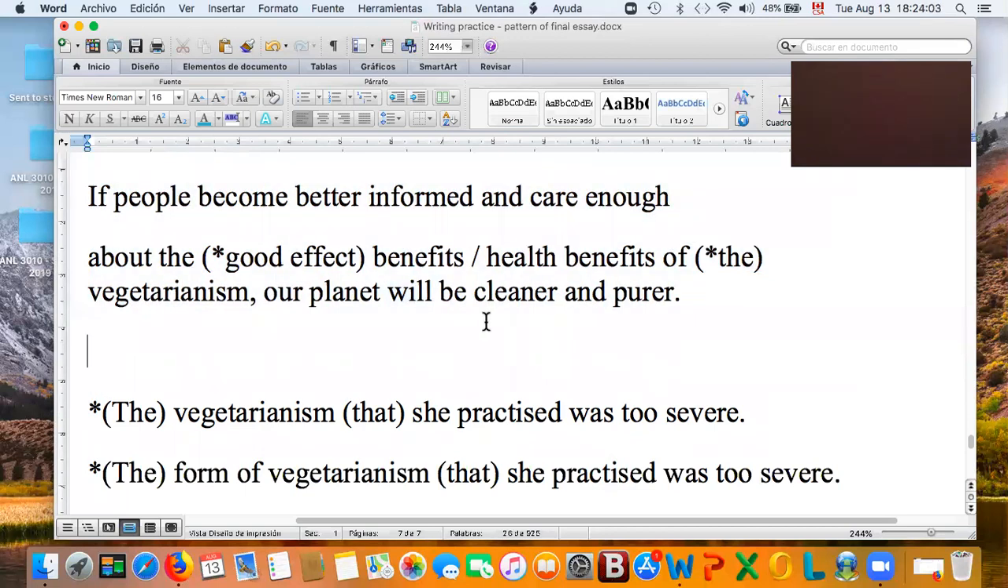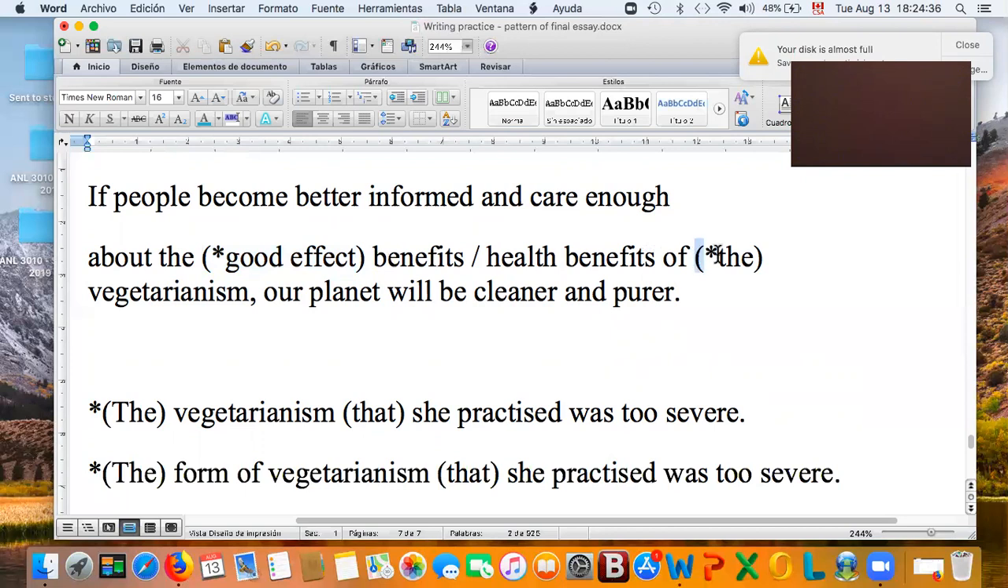The real conditional. So if people become better informed, this means that there's the possibility, and we are anticipating this possibility, that people will become better informed and that they will care. Now, the writer originally put the good effect of the vegetarianism. All right, let's start here.